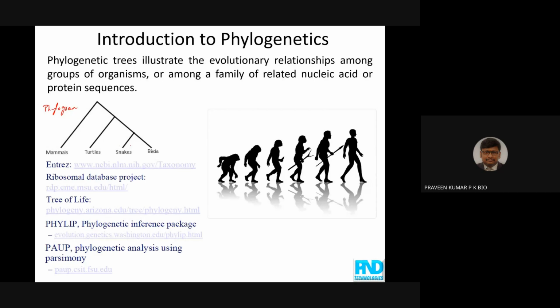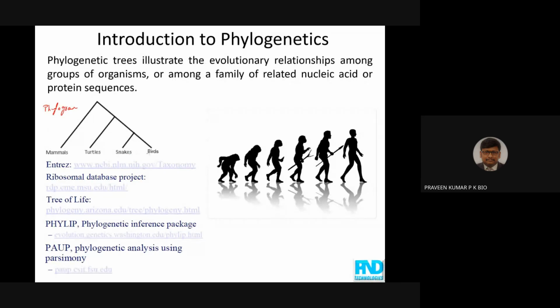Now, first, if you see this, according to this tree, we can infer snakes and birds, reptiles and aves, these are more closely related. So this is the first inference. Second inference, next to the snakes and birds, these are closely related to turtles when compared to mammals. Snakes and birds are closely related, no doubt in that. And snakes and birds are closely related to turtles.